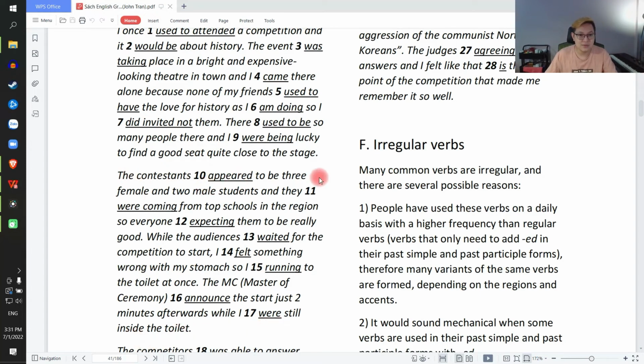The contestants appeared to be quite female. Những người mà thi đấu có vẻ như là ba sinh viên nữ và 2 sinh viên nam, và họ đến từ những trường đỉnh cao, những trường giỏi nhất trong cái vùng, cho nên mọi người mong đợi họ là rất giỏi. Trong khi những khán giả đang chờ cuộc thi bắt đầu, thì tôi cảm thấy cái gì đó sai sai với cái bụng của tôi, và tôi chạy liền ngay lập tức, at once, đến toilet. Cái người MC thông báo cuộc thi bắt đầu chỉ có 2 phút sau đó, trong khi tôi vẫn còn đang ở trong cái toilet.